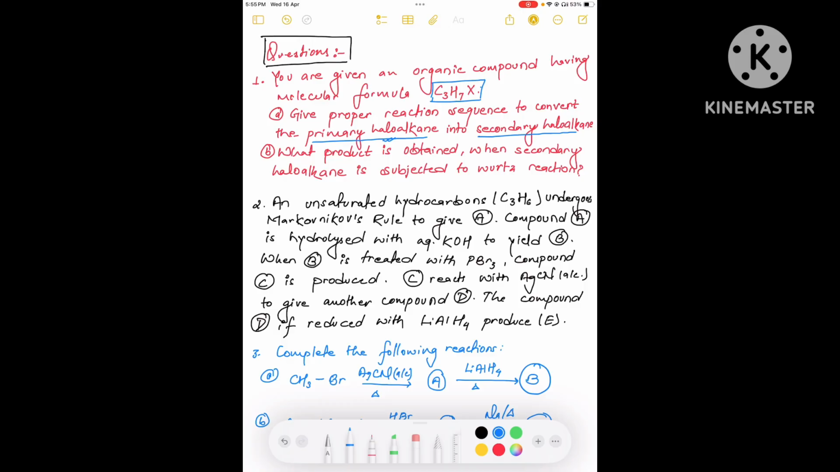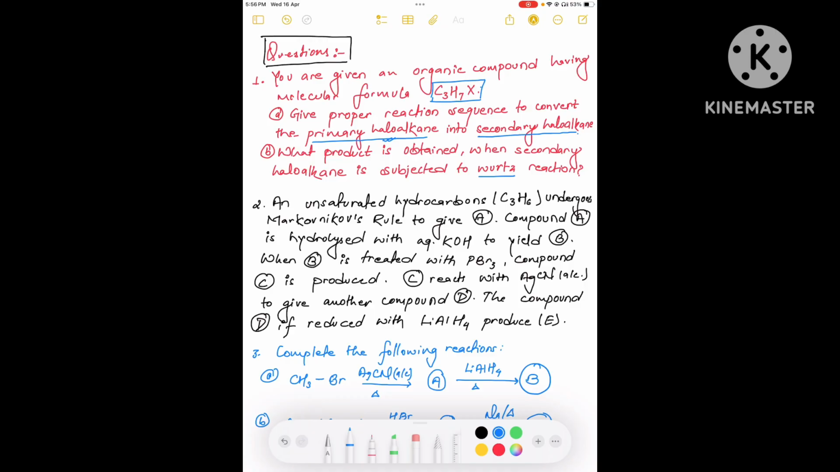And whatever secondary haloalkane you find, if you treat it with the Wurtz reaction, what will be the product? That's the question. Try to solve it if you are able to. Great. If not, I'll make another video solving all these questions. Let me complete the second video on haloalkane and haloarene, and then I'll do the entire question set together in a question-solving video.